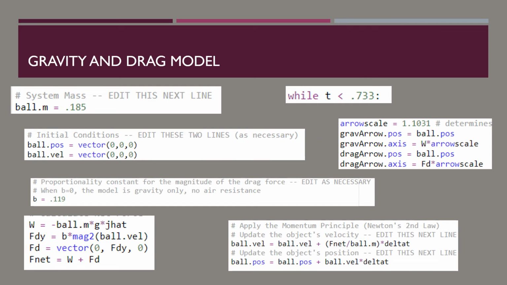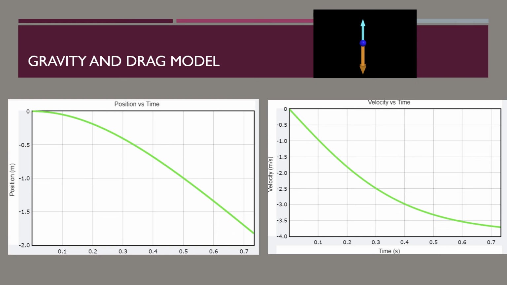For the gravity and drag model, our code will be very, very similar to the gravity model. The only thing that changes is that b will now be 0.119, which is the proportionality constant that I found for my situation. So for the gravity and drag model, we have the little arrow diagram. We have weight, but then we also have the drag force. The position versus time diagram will still be concave down, but now instead of our velocity versus time graph being linear, it will be concave up.